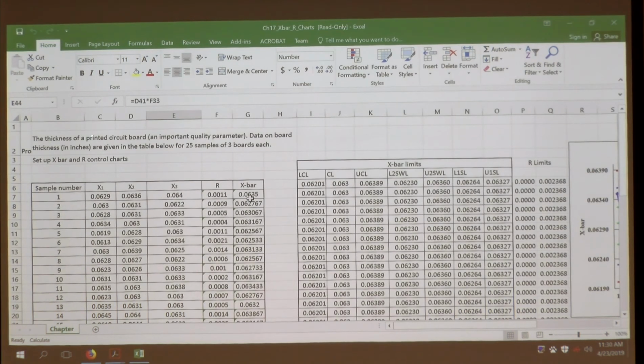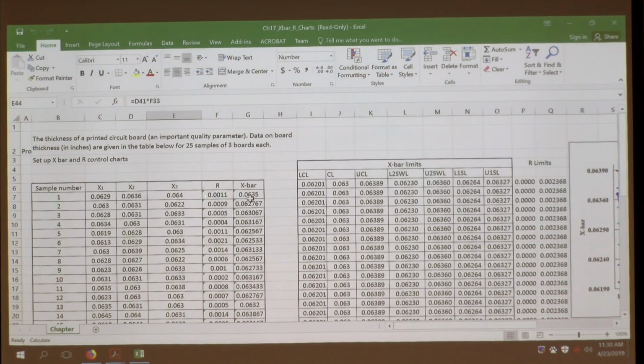The thickness of a printed circuit board is an important quality parameter. Data on board thickness in inches are given in the table for 25 samples. You have 25 samples, and in each sample you take 3 boards and measure the thickness. So this is the thickness of the first board, second board, and third board. This is the first sample.